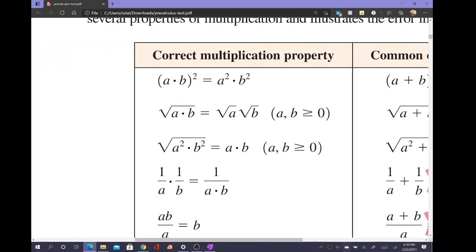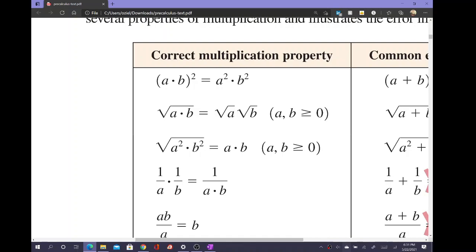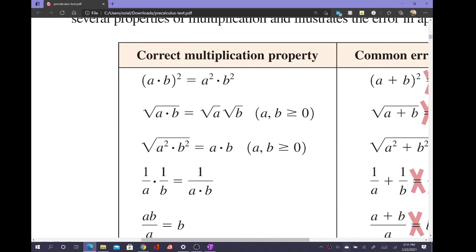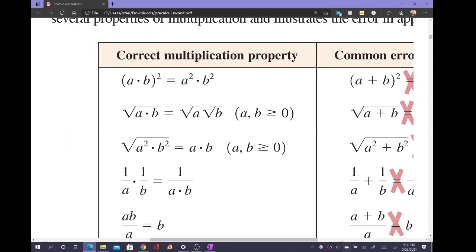Similarly, people think that the square root of a times b equals the square root of a times the square root of b. Yes, that's true, because the square root of a times b, when it's multiplied, is the square root of ab, so you can separate it. However, it's such that b is greater than or equal to 0, because remember I said that any square root cannot be negative.